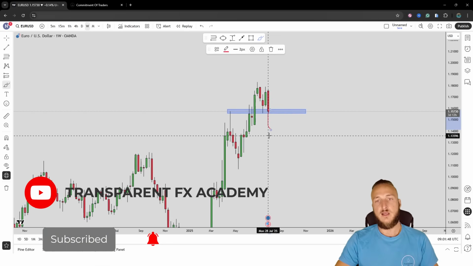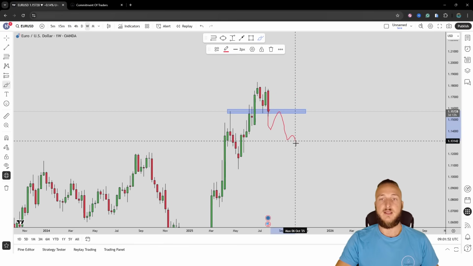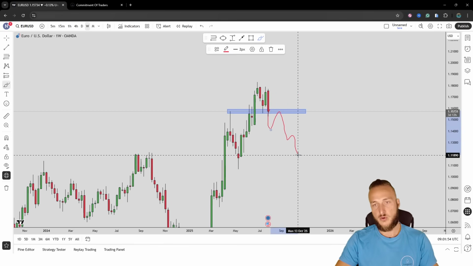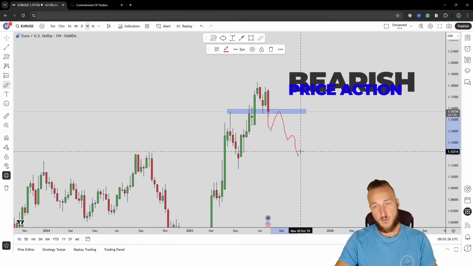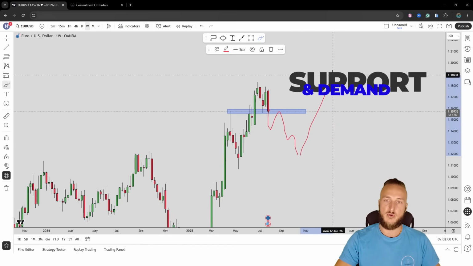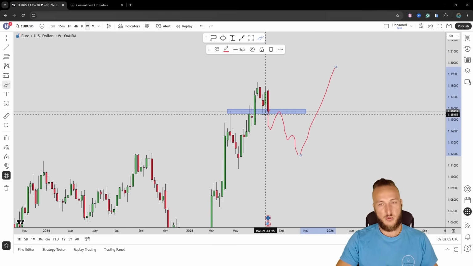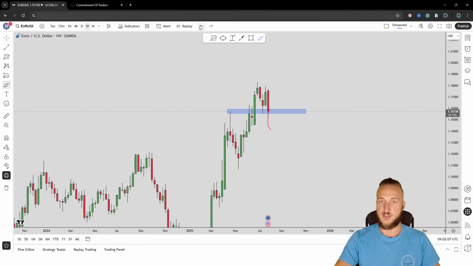Only if we get a weekly close below this area, only at that point, do we have an increased probability of seeing more bearish pressure for the market to go all the way down and test the confluence of demand and support that we have previously identified on the monthly time frame. So it is important to see a weekly break below this zone.